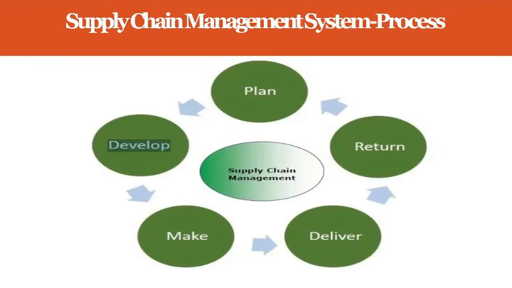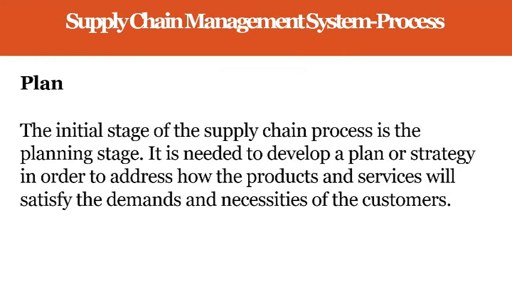Okay. How about the process of supply chain management? So as you can see in the diagram, it begins with the plan. It is a repeated cycle, then going to develop, make, deliver, return. So those are the processes or the cycle of the supply chain. So the first one is the plan. That is the initial stage of the supply chain process.